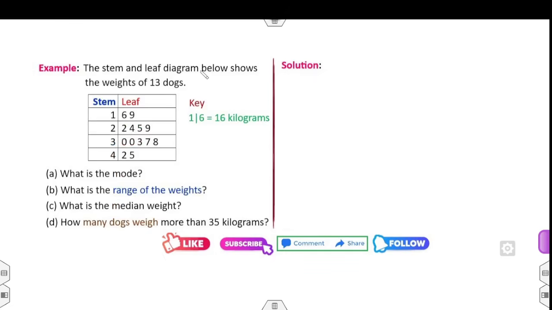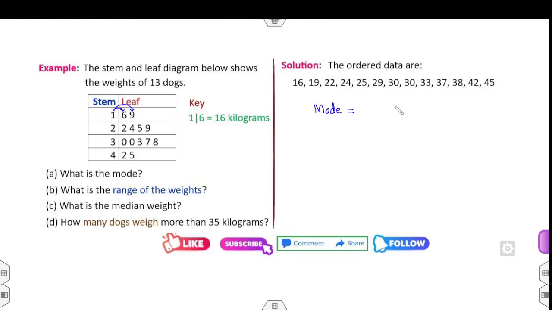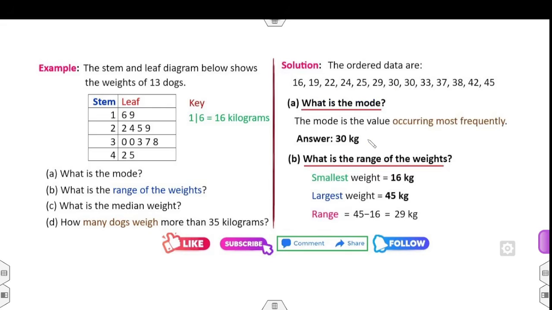Look at the next one. The stem and leaf diagram is given below. What is the mode? So look at which has the most leaves. These 2 numbers are the same, and no other number is the same. That means 30 is the right answer for the first part. Second way, you can write in ascending order: 16, 19 and so on. From here also you can see which repeats the most. The 30 is appearing 2 times. So the mode is 30 dogs, the right answer.